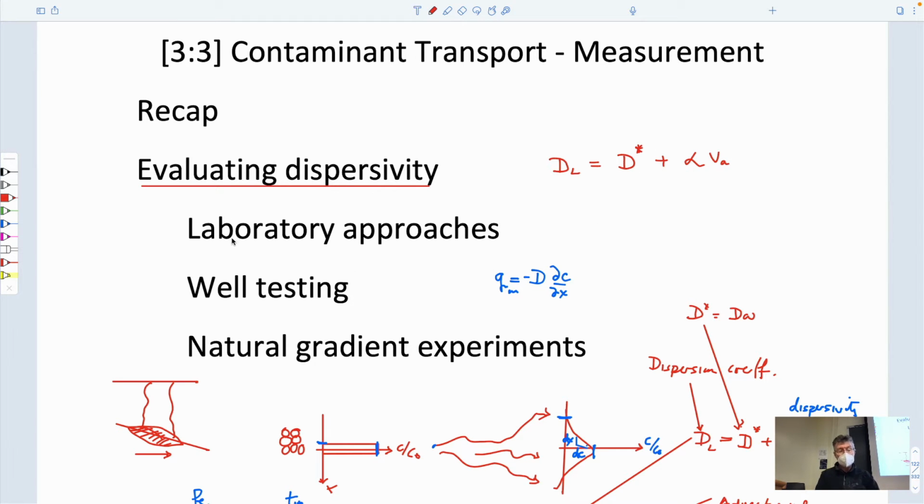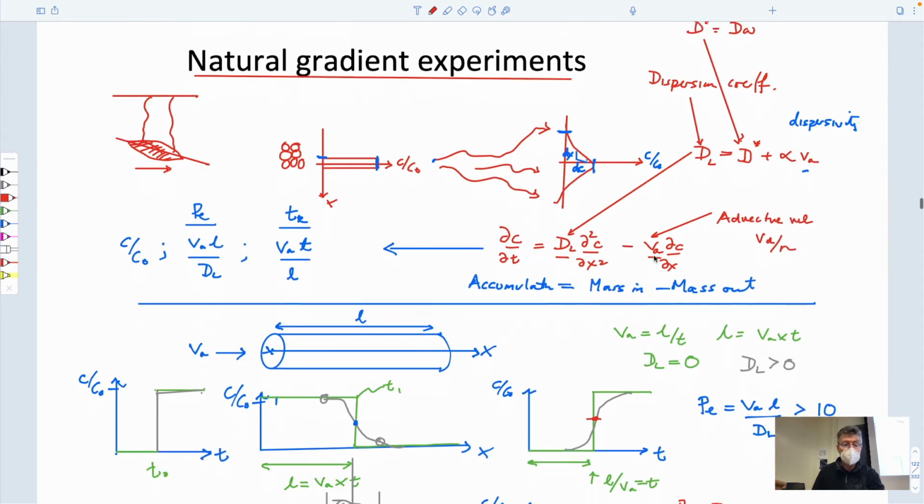And so there are three things we could do. And I'm going to talk about them in overview, because the first two aren't very useful for reasons that we'll talk about. And the third one is much more useful, but is only present if you have a previously contaminated site, which you might not always have. And so we'll talk about approaches to get dispersivity. So how would we try and measure this value for D_L?